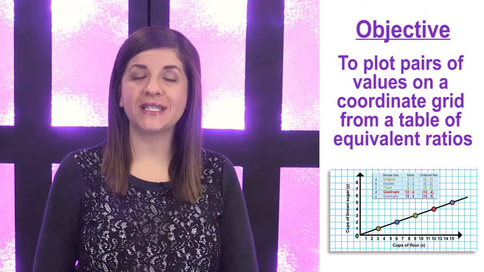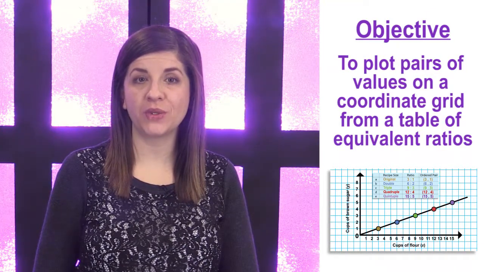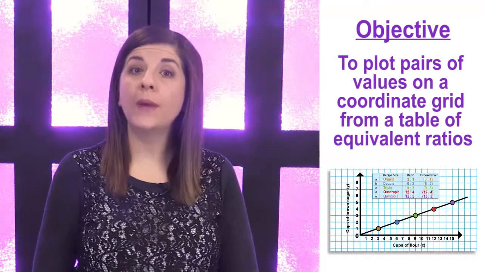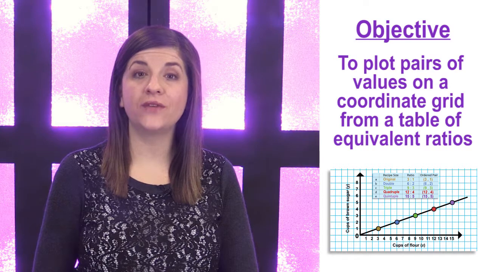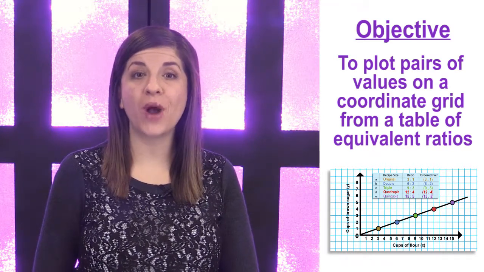The objective for this lesson was to plot pairs of values on a coordinate grid from a table of equivalent ratios. We met this objective by generating equivalent ratios in a table by multiplying the amount of ingredients needed for a recipe. We created ordered pairs from the ratios and graphed them on a coordinate grid.